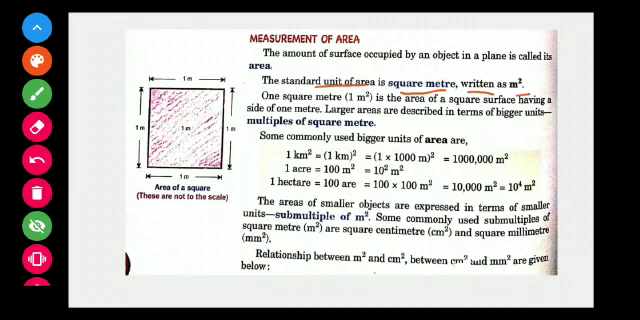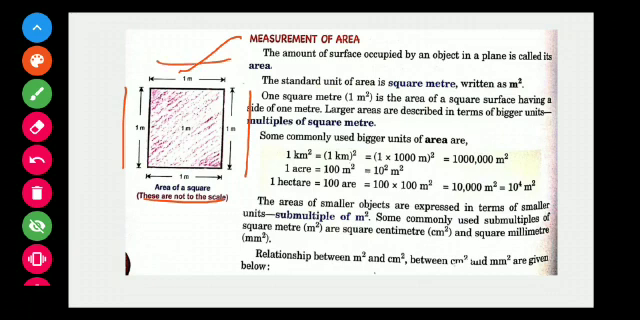Now define 1 meter square. What is 1 meter square? 1 meter square is the area occupied by a square whose side is equal to 1 meter. This is a square and the side of the square is 1 meter.